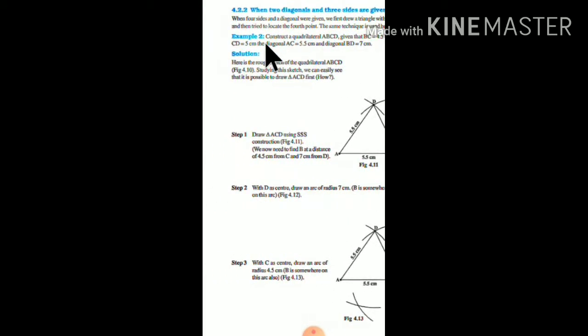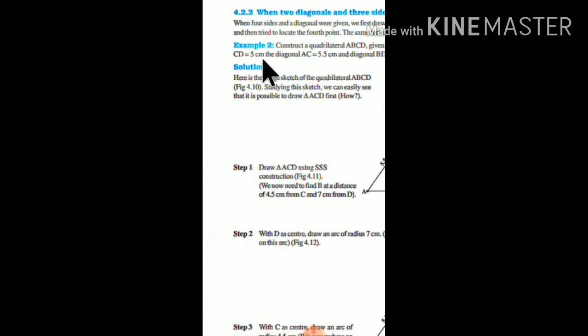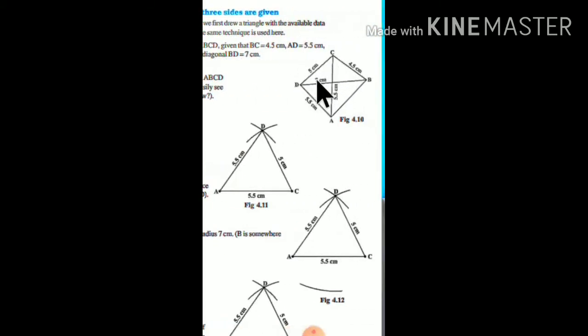Construct a quadrilateral ABCD given that BC equal to 4.5 cm, AD equal to 5.5 cm. So let us see here, BC is 4.5, AD is 5.5, then CD is 5 cm, diagonal AC is 5.5 cm, and diagonal BD is 7 cm.